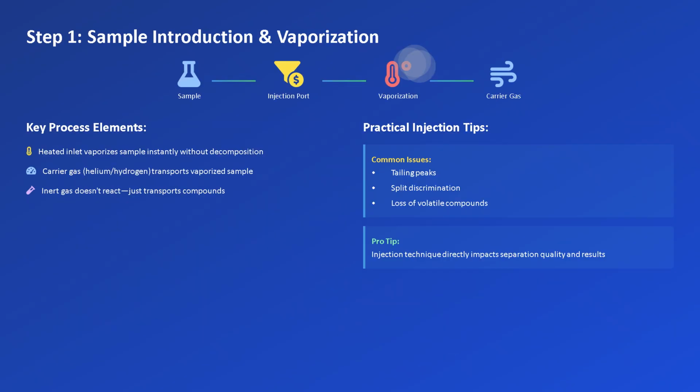Everything begins at the injection port. A small amount of sample is injected into a heated inlet where it is instantly vaporized without decomposing. This vaporization step is critical. An inert carrier gas, usually helium or hydrogen, then sweeps the vaporized sample into the system. The gas doesn't react, it simply transports. Here's a practical insight. Poor injection technique can lead to tailing peaks, split discrimination, or loss of volatile compounds. In GC-MS, good data starts with good injection.